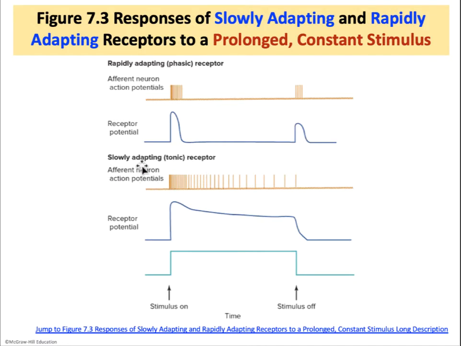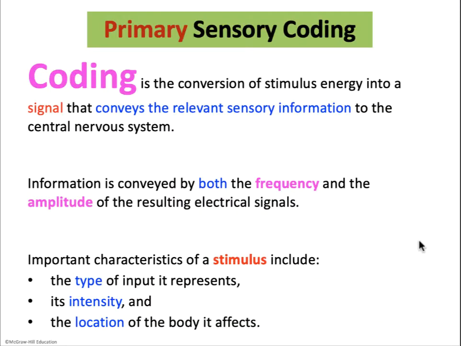However, with the slow adapting tonic receptors, the action potentials continue as long as a stimulus is applied, but their frequency begins to diminish. The most important concept is the word coding when it comes to sensory perception.